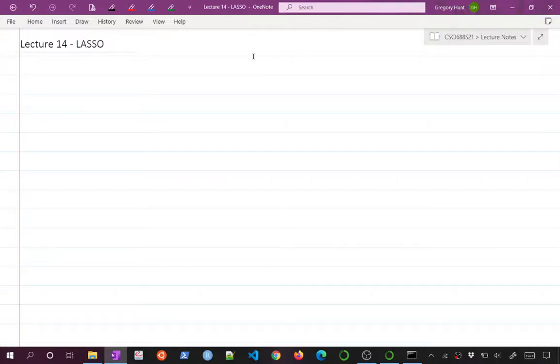This is lecture 14, and lecture 14 is going to continue on our discussion from last time, and we're going to talk about what's called the lasso. So last time, just as a quick recap, we had finished talking about variable selection, and we had talked about something called ridge regression.